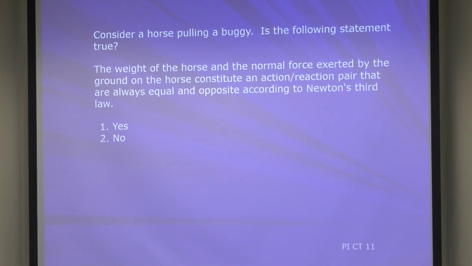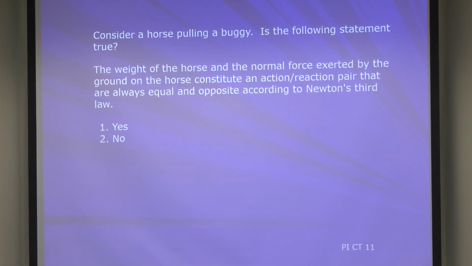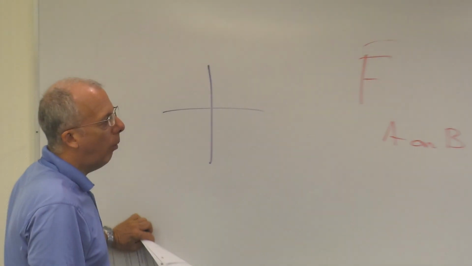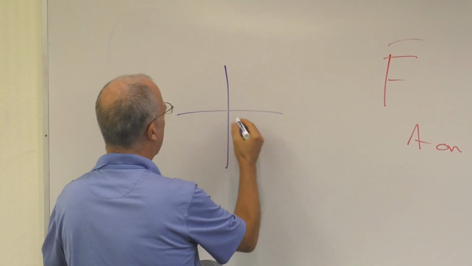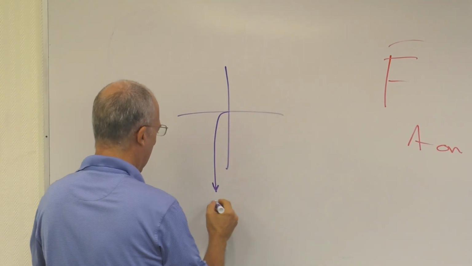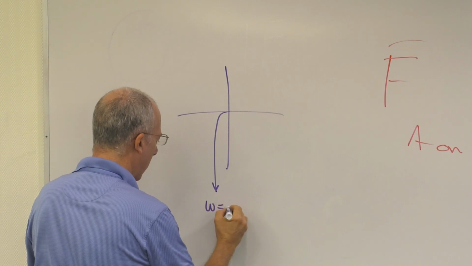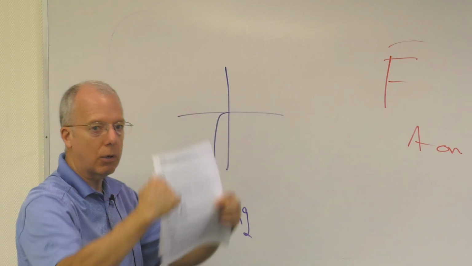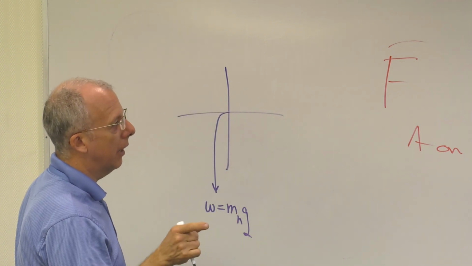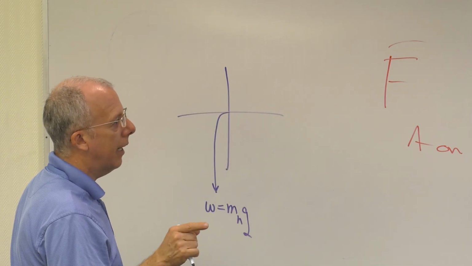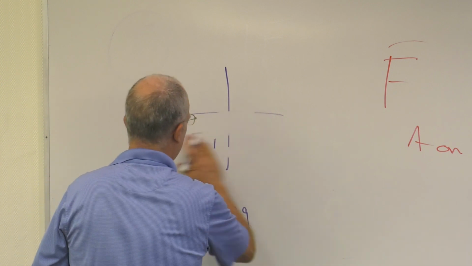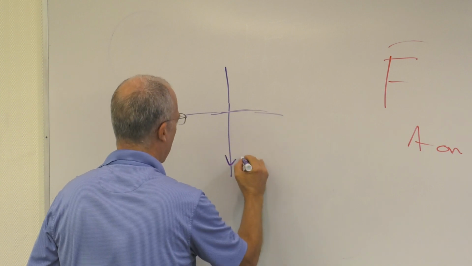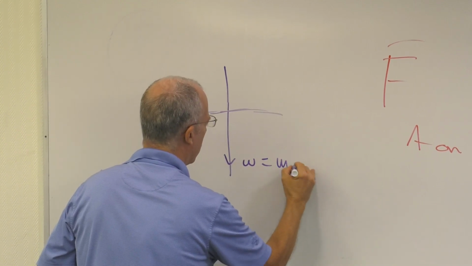Okay, we're back. So let's draw the force diagram. The weight of the horse. That's the weight on the horse, right? That's the mass of the horse times g. So that's Earth pulling down on the horse. All right, so weight, m horse g.